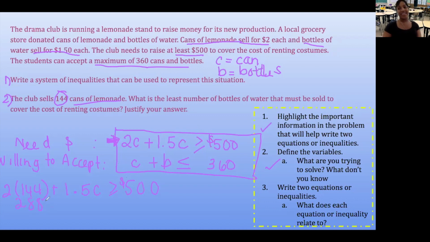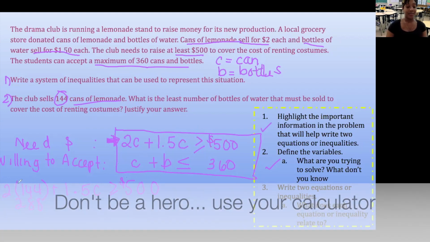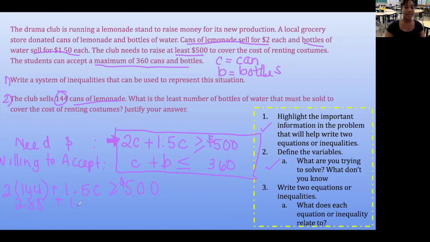Do it on your calculator. I don't know this in my head. I literally did this just now on my calculator. All right. So 288 plus 1.5C is less than or equal to $500.